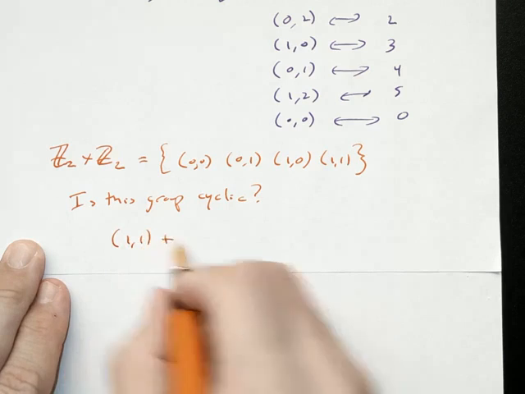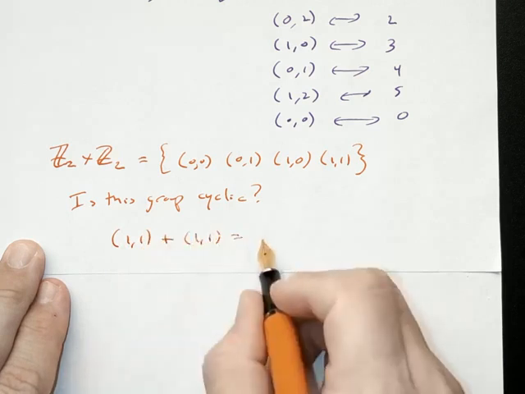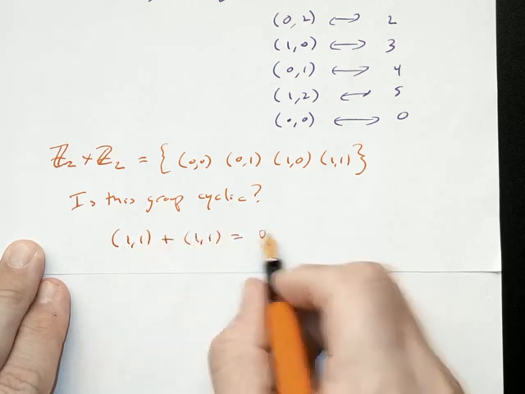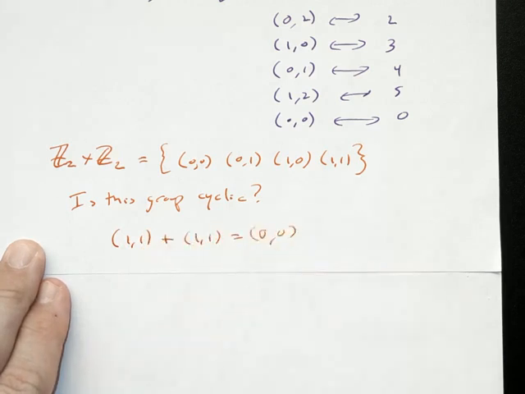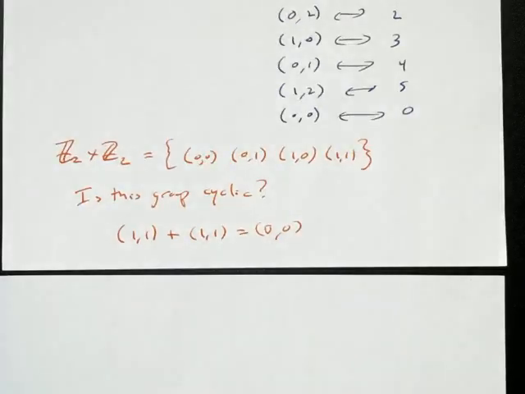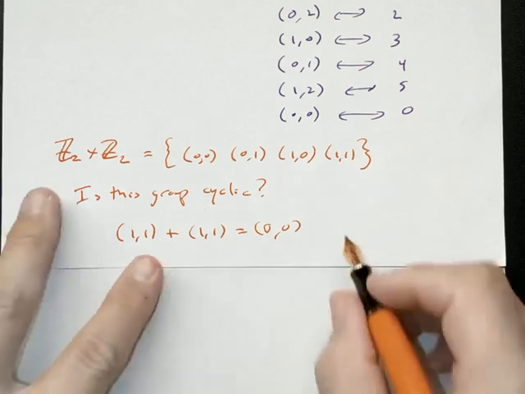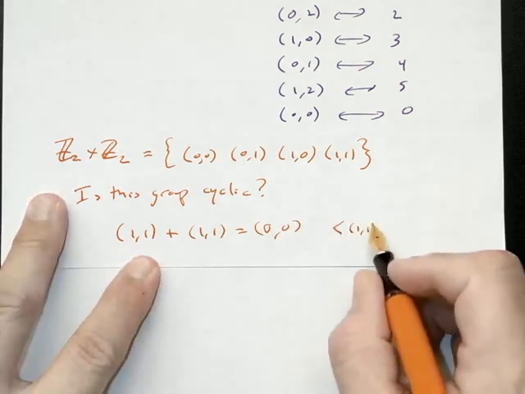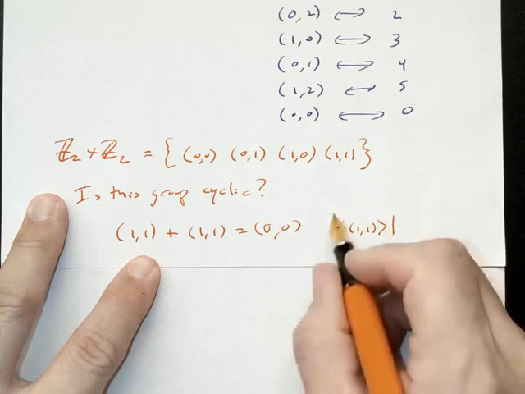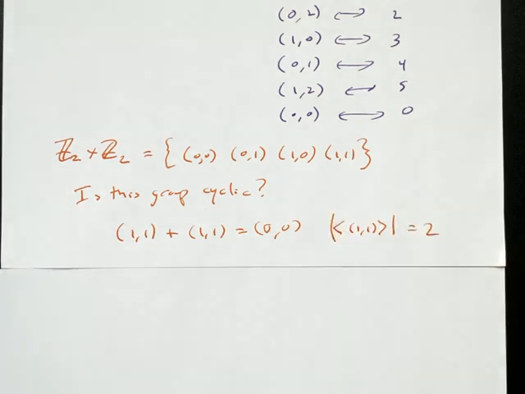1, 1 plus 1, 1 is 0, 0. Wait a minute. If I add 1, 1 again, I get back to 1, 1. Oh, I messed up then. I'm only going to get 2 things out of this. The subgroup generated by 1, 1 only contains 2 things, 1, 1 and 0, 0. That's not going to work. Try something else.